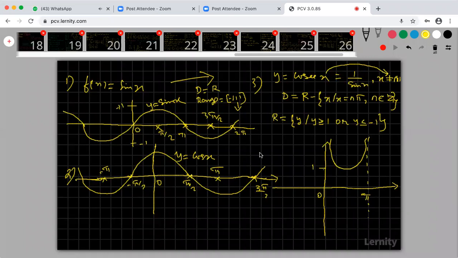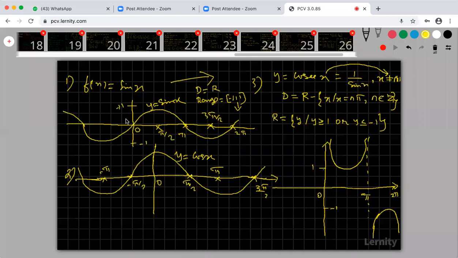Similarly, look at that. From pi to 2 pi, your sin x curve is coming like that. But your cosecant x is the reciprocal of this sin x. So the reciprocal of this sin x means your curve comes like that for pi to 2 pi. So this is your 2 pi. This side also, your curve is coming like this.